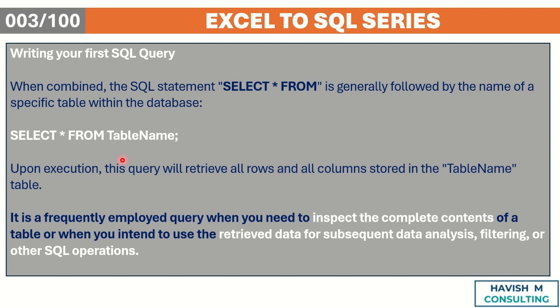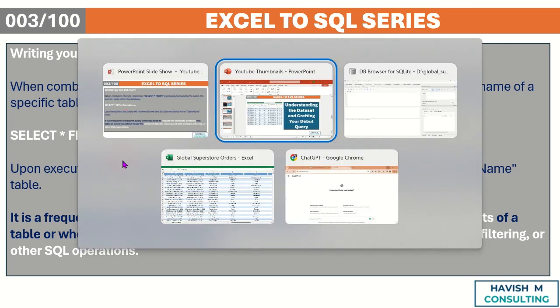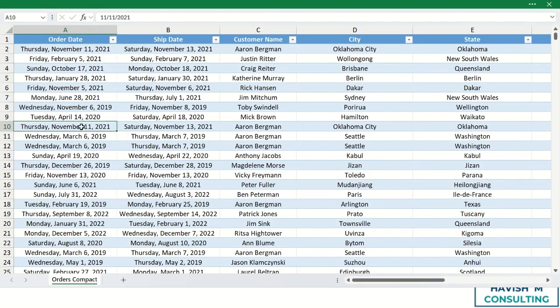And this statement, which is select asterisk from, is frequently employed when you need to inspect the complete contents of the table. So follow through for a second. When I open an Excel file, I can see all the columns, right?